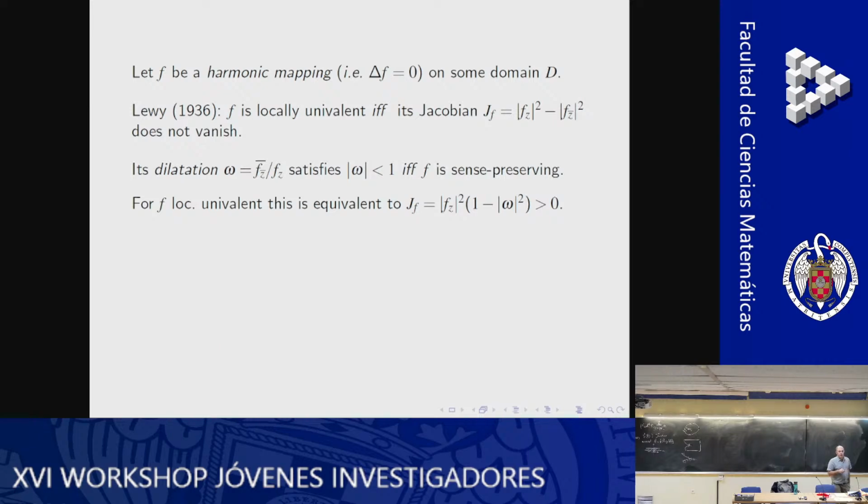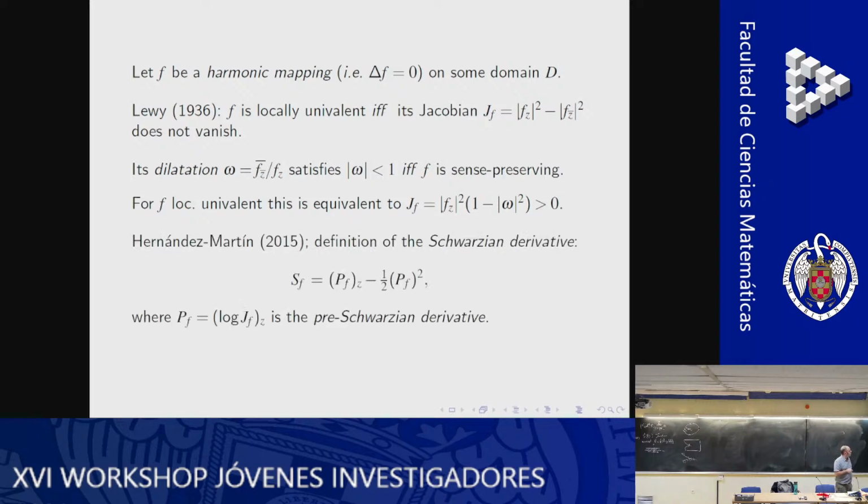And let me, without saying much more about harmonic mappings, go to the definition of the Schwarzian derivative for harmonic mappings, which was given by Hernández and Martín very recently. And it goes as follows. Take the logarithm of the Jacobian and take the analytic derivative of it. That's your Schwarzian. And now do the same as in the analytic case: the analytic derivative minus 1/2 the square of this.